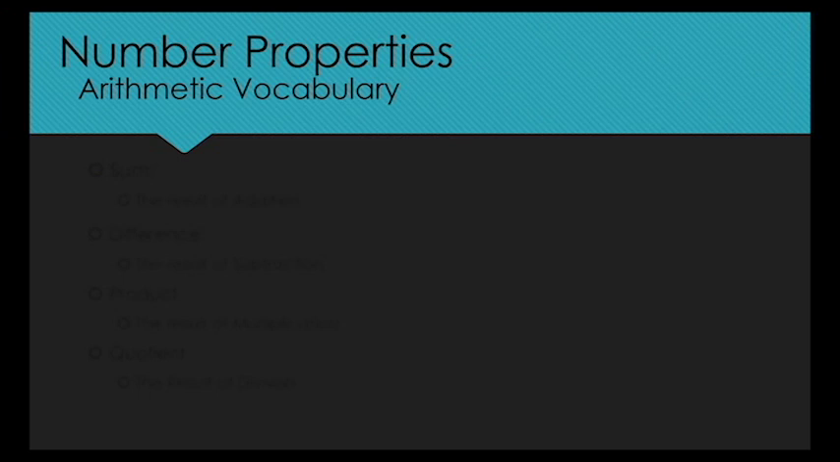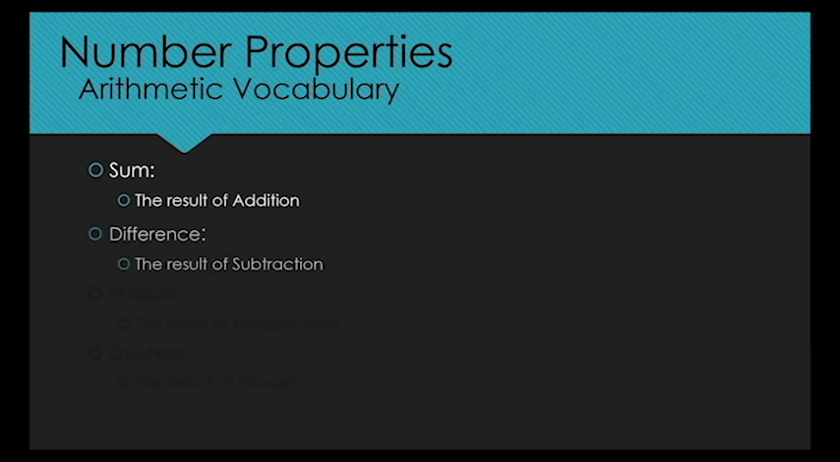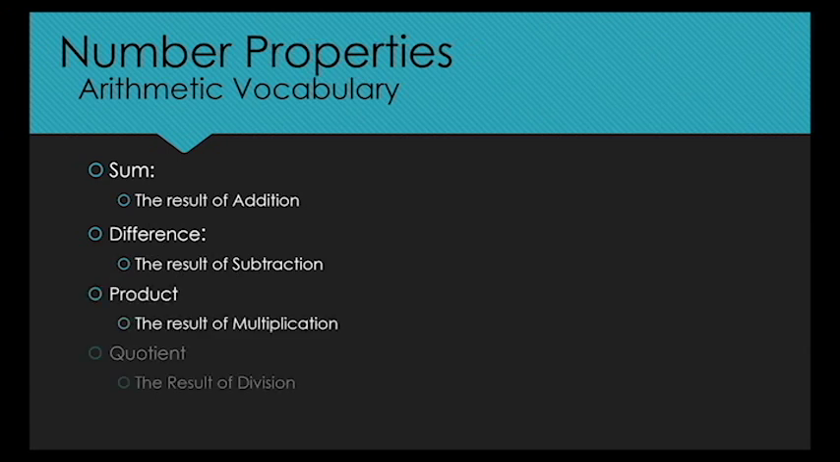Now let's talk about arithmetic vocabulary. There are a few vocab words you need to know related to the 4 fundamental operations. The result of addition is called a sum. The result of subtraction is called a difference. The result of multiplication is called a product. The result of division is called a quotient. Sum, difference, product, quotient. Know these terms as well because you'll see these words sprinkled throughout the test.